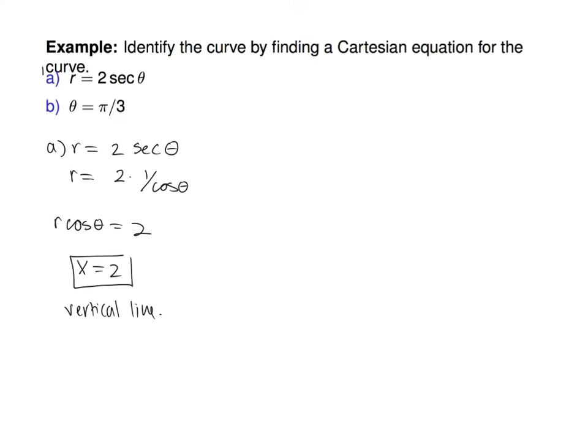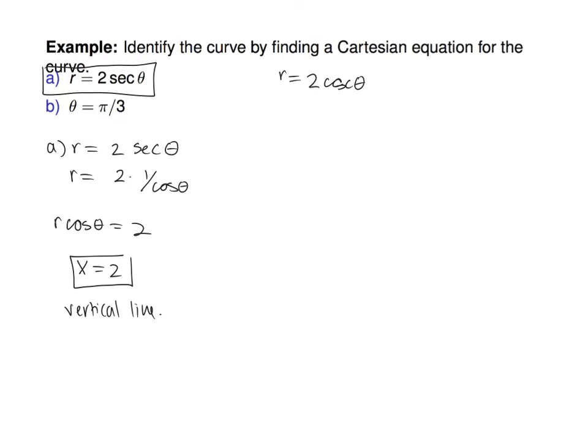So, you could verify that if you go to a polar graphing thing and you type in r equals 2 over cosine theta, it gives you a vertical line. How do you think you get horizontal lines? That's really cool. Yeah, with theta equals. Nope. With r equals 2 cosecant.